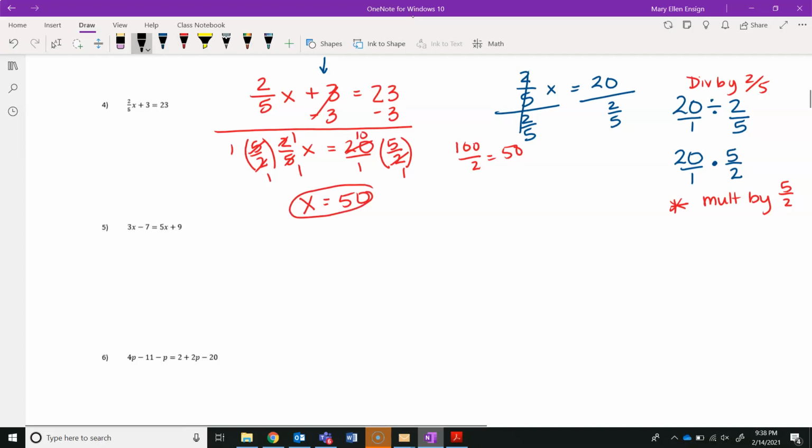If I check this, I'm going to check it over here now just for space. I have 2/5 times 50 over 1 plus 3 equals 23. So again, if I multiply across the top and the bottom here to check this, I get 100 divided by 5, which is 20. Or I could simplify and I get 10 there. The left side becomes 23, the right side becomes 23.